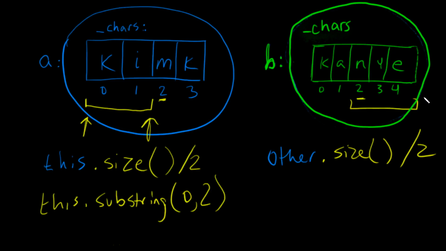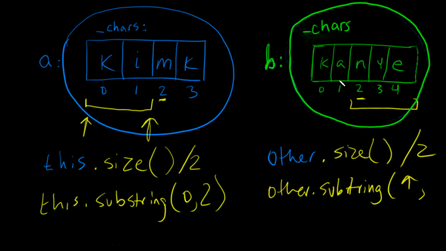So when we divide 5 by 2 with integer division, that will give us 2 back, so that's where we'll start. And so the way that we can get this substring is we will say other dot substring. So we're calling the substring method on the other object, which is B, or the Kanye object. And we are going to start from, I'm just going to draw an arrow up to there, and we're going to end at, where do we end?